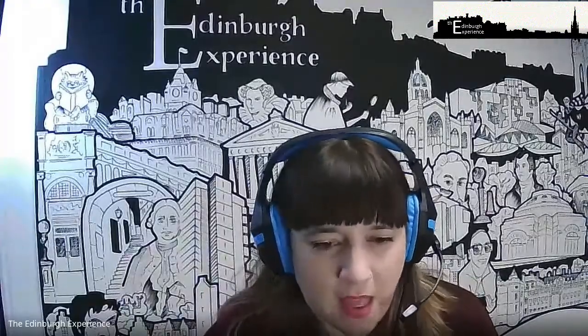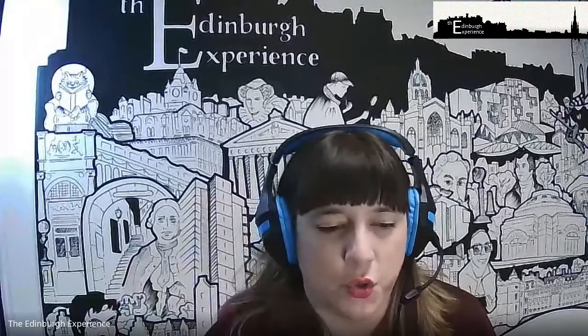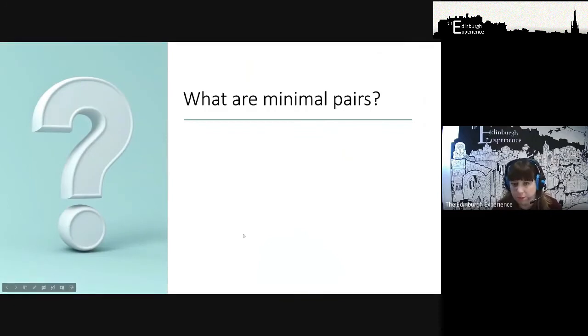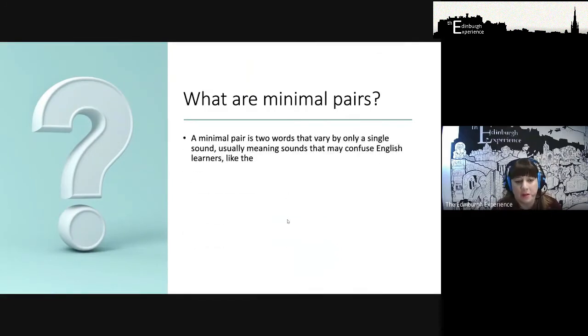Pronunciation focus, and we are going to look at something which is called minimal pairs. So what are minimal pairs, right? Question number one. Minimal pairs are basically two sounds which are really, really similar, and it's just one sound that makes a difference between them. And they really often confuse English learners, logically, because they're very similar.